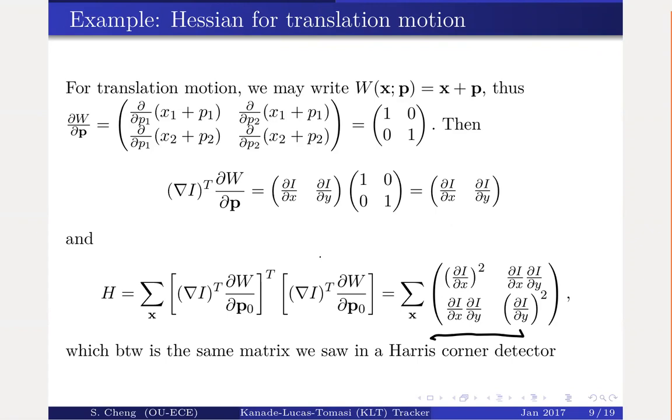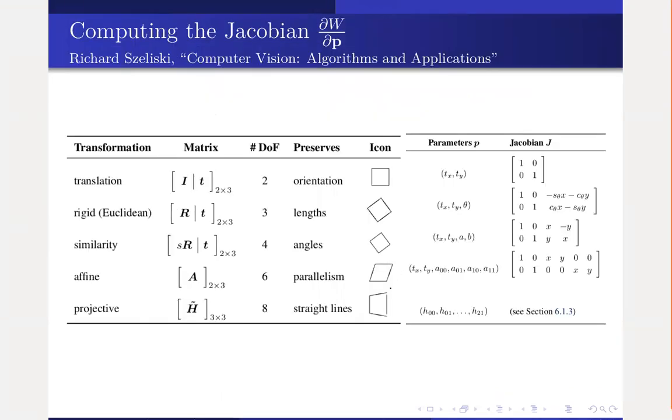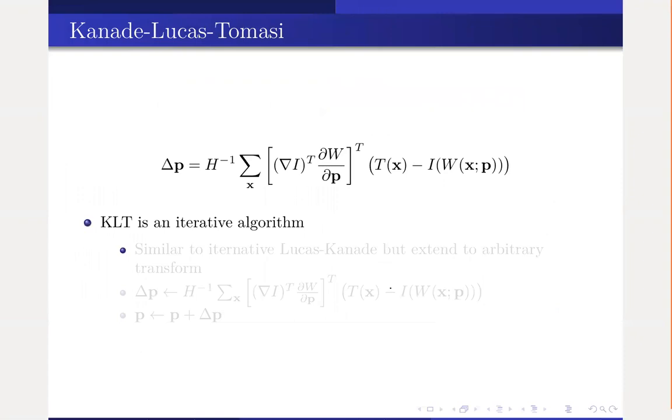And as a nice remark, this kind of matrix comes up again and again in computer vision, like this M matrix when we talked about the Harris corner detector. This is basically the KLT algorithm.